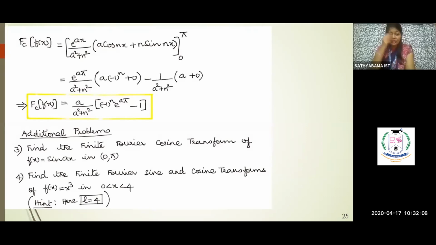Okay, so I've given some additional problems here. I want you to know that it need not be just 0, L. It could be 0, 4. Look at the last problem. You're asked to find both finite Fourier sine and cosine transform for f of x equal to x cube. Okay, and where is it defined? 0, 4. X varies from 0 to 4. So what is L here? L is 4. Okay, so all you have to do is write the formula. Wherever you have L, replace it by 4 and proceed.